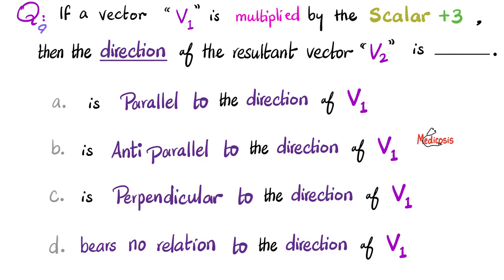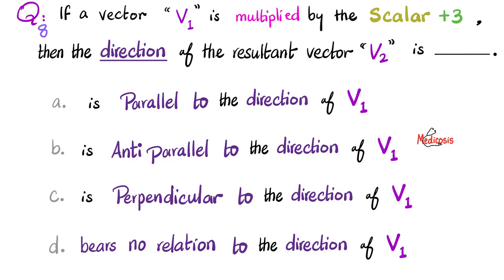Here is question number 8 for you. If a vector v1 is multiplied by a scalar +3, then the direction of the resultant vector, or v2, is what? Is it parallel to v1, anti-parallel to v1, perpendicular to v1, or there is no relation to v1? Please pause and try to answer this yourself.